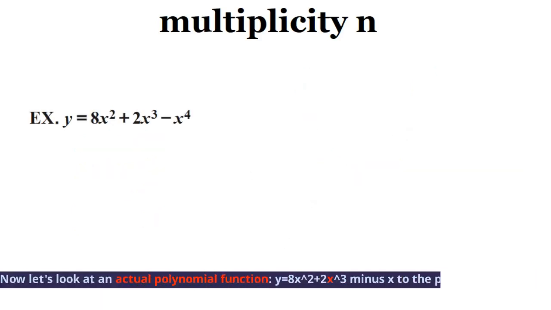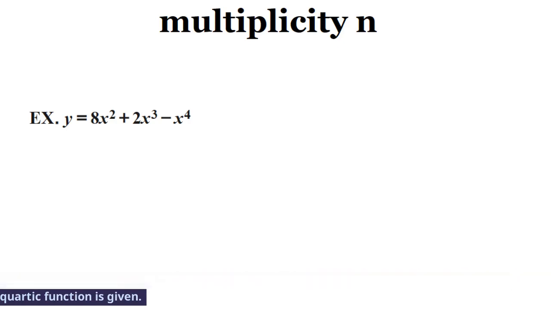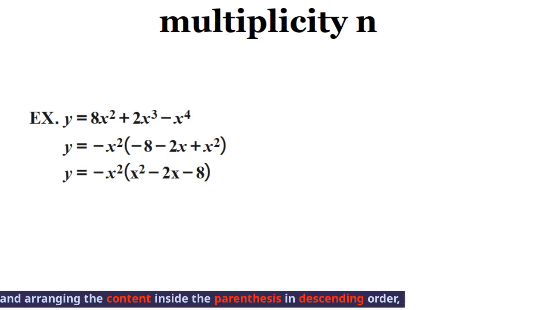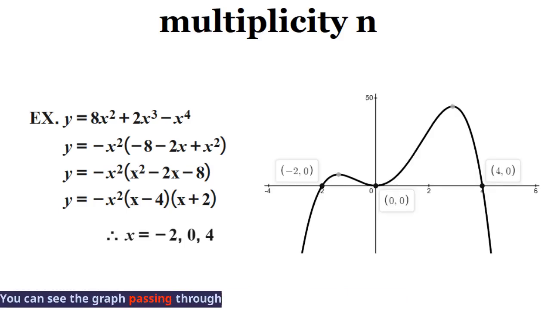Now let's look at an actual polynomial function. y equals 8x squared plus 2x cubed minus x to the power of 4, a quartic function, is given. Pulling out the common factor negative x squared, and arranging the content inside the parentheses in descending order, we factorize it. Then, the x-intercepts are negative 2, 0, and 4. You can see the graph passing through these three x-intercepts.